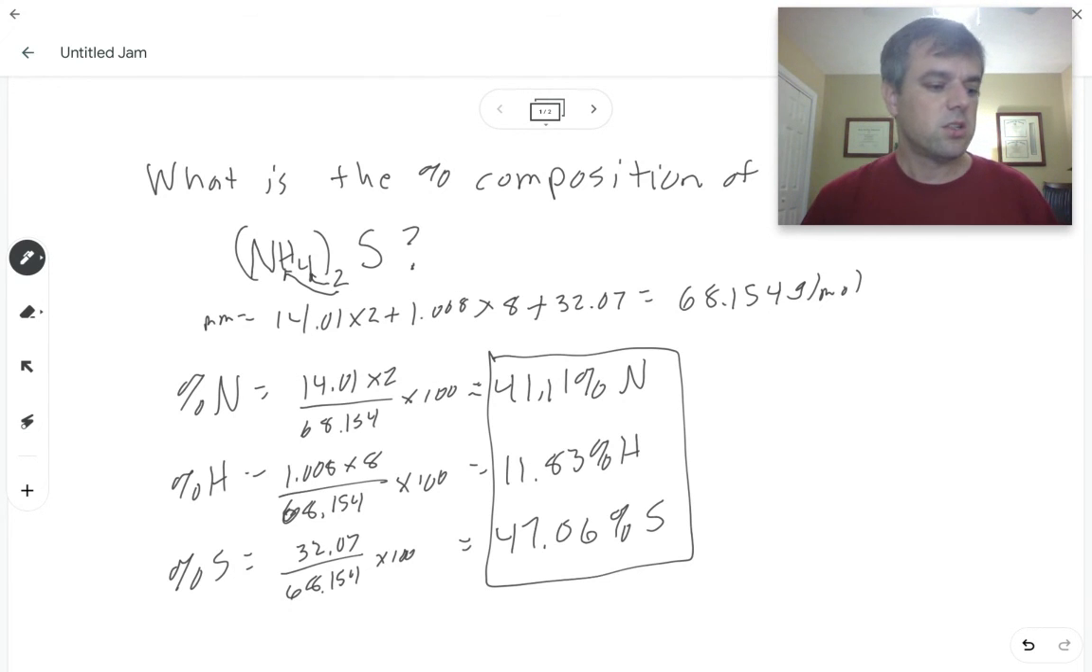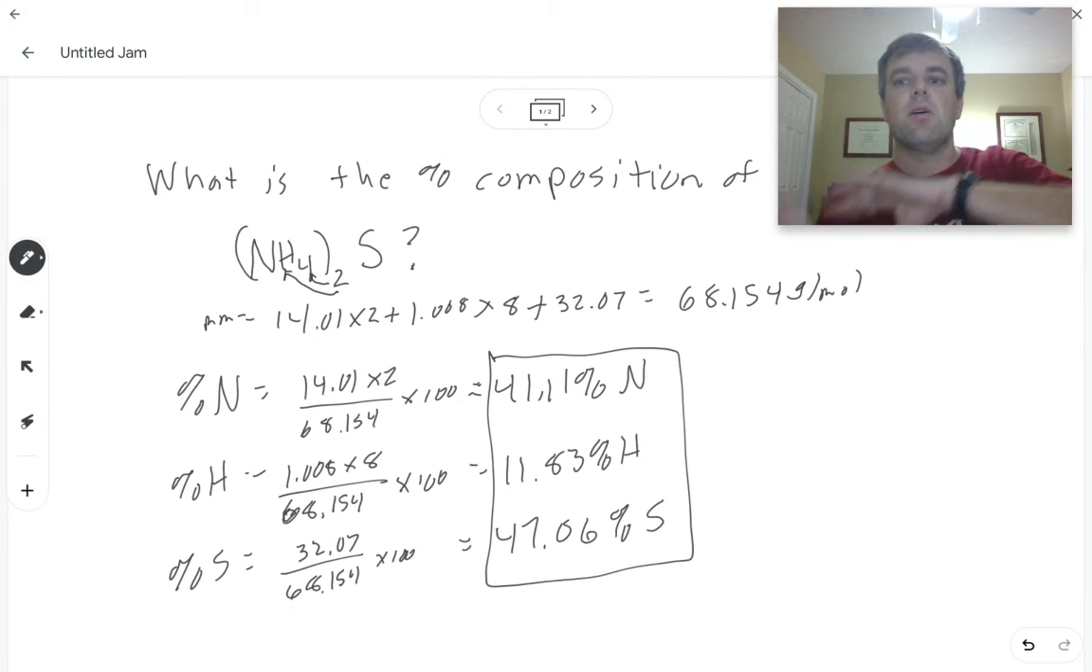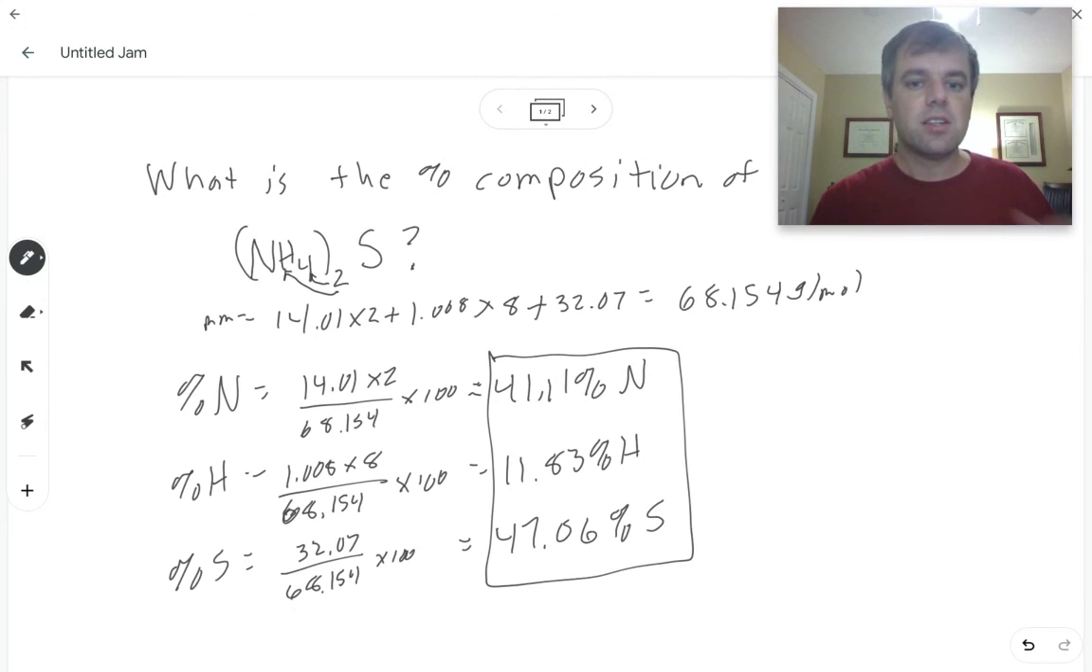Tomorrow, we're going to learn about empirical formula calculations, which is when you take percent composition and you work backwards to come up with a chemical formula.